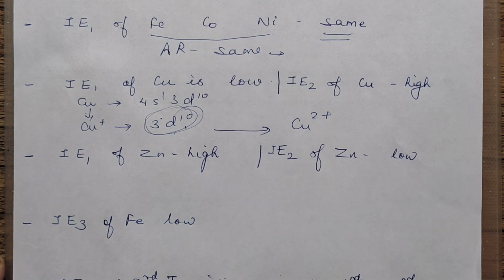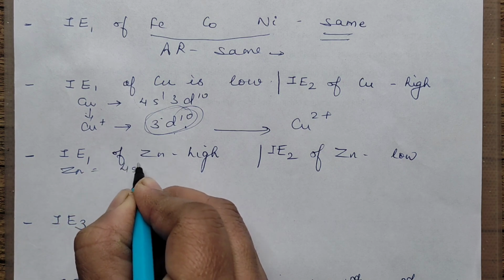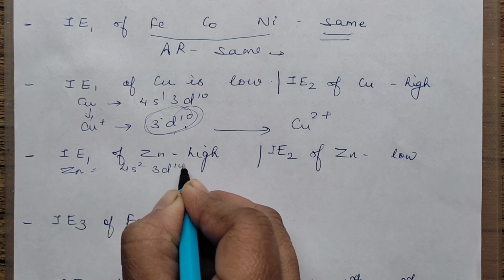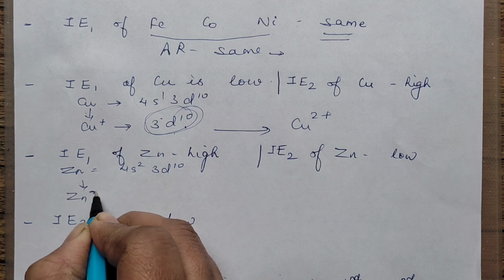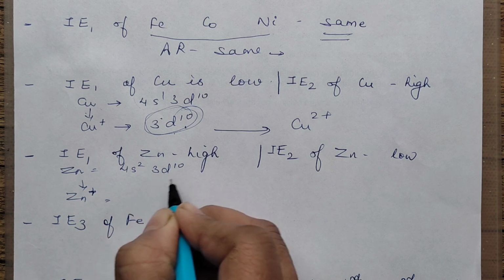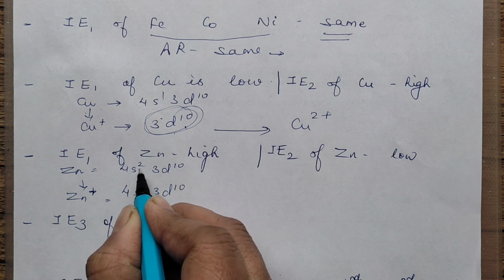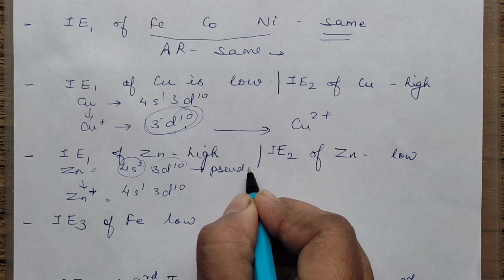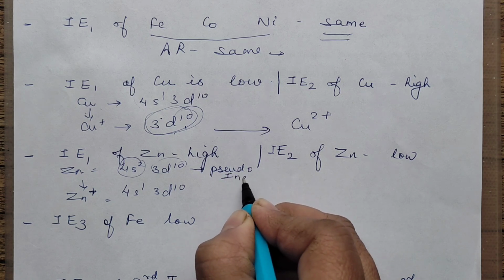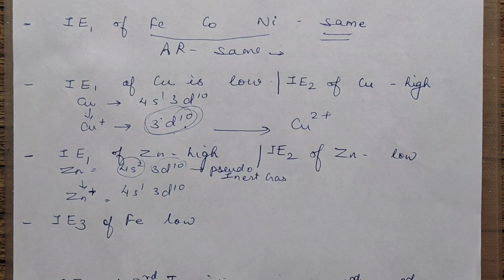Please children, I am repeating again and again, you need to answer all these questions with reference to the electronic configuration. So zinc configuration is 4s2 3d10. So it's already stable. After losing one electron it will be Zn+, 4s1 3d10. It will not like to lose an electron. This is having a pseudo inert gas configuration, an 18 electron configuration, so it will not like to lose its stability.